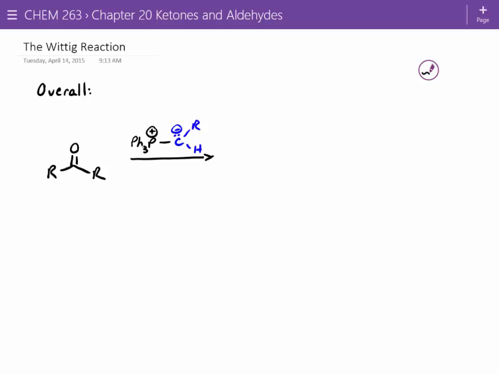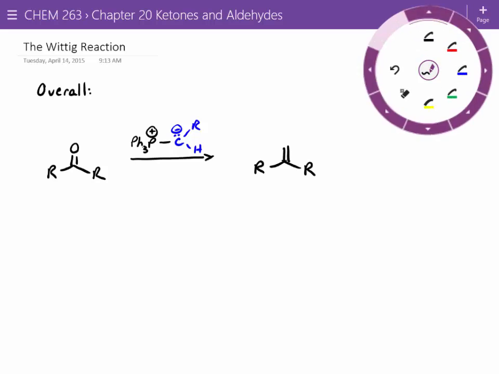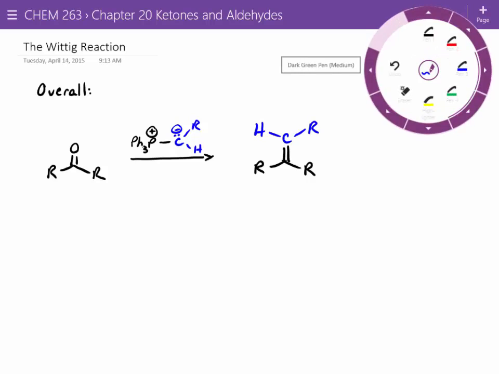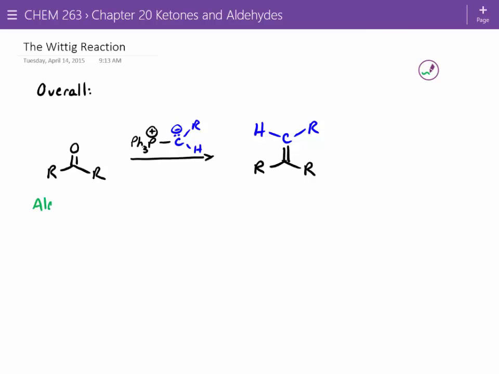And we'll go through the mechanism for the formation and preparation of ylides. But the final product of this reaction is a new alkene. So you can start with an aldehyde or ketone, react it with an ylide, and you get an alkene.